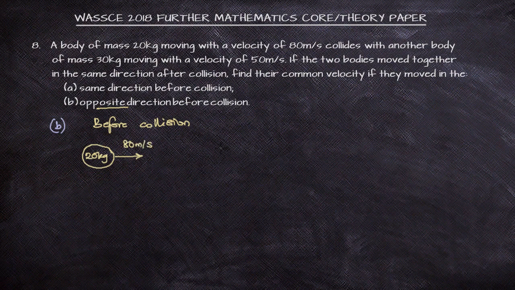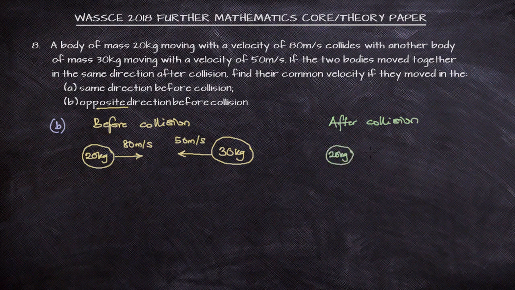And then we have the 30 kilogram body moving in the opposite direction. So opposite direction here will be opposite to the direction of the previous one. So here we have 50 meters per second. And then after collision, now we don't know, maybe they will be moving towards the right or towards the left, but we just assume one. And if our final velocity is negative, then we know our assumed direction is wrong.